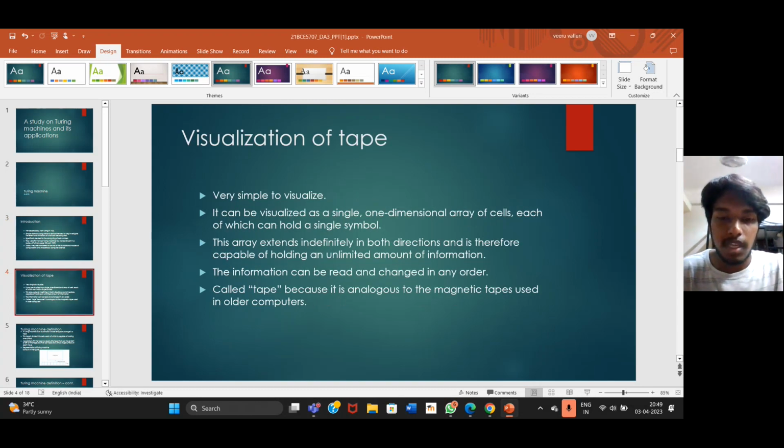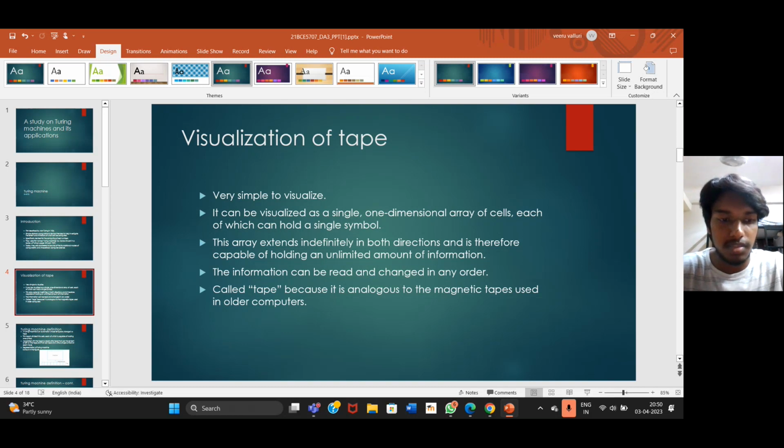Visualization of a tape. Turing machines are very simple to visualize. It can be visualized as a single one-dimensional array of cells, each of which can hold a single symbol. This array extends indefinitely in both directions and is therefore capable of holding an unlimited amount of information. The information can be read and changed in any order. They are called tapes because it is analogous to the magnetic tapes used in older computers.